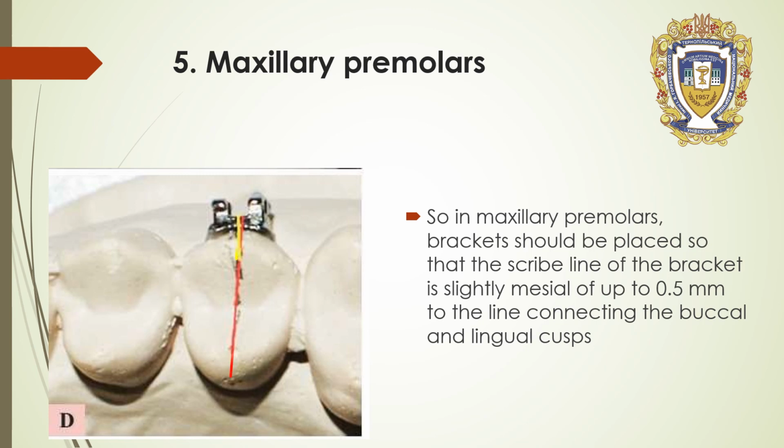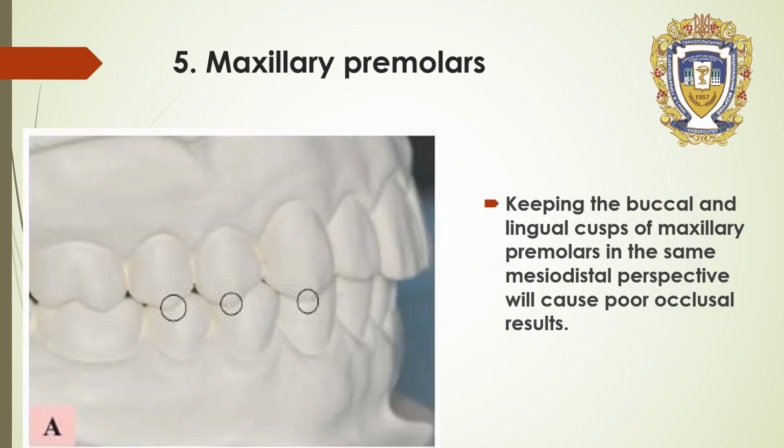So, once again, in maxillary premolars, brackets should be placed so that the scribe line of the bracket is slightly mesial, up to half a millimeter, to the red line connecting the buccal and lingual cusps. Keeping the buccal and lingual cusps of maxillary premolars in the same mesiodistal perspective will cause poor occlusal results.